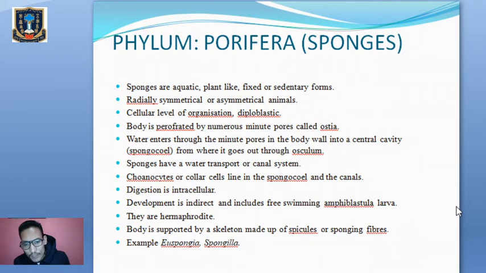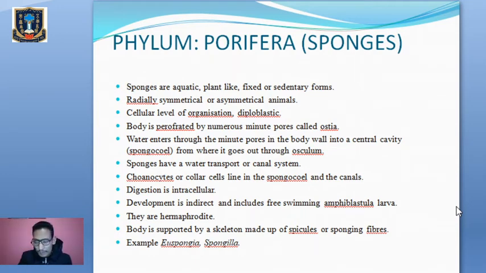Now the most important thing is that the body of poriferans is perforated by numerous pores. Numerous pores are present within the body of the sponges and those minute pores are called ostia, O-S-T-I-A. Okay, so water enters the body of the sponges through these minute pores called ostia, and enters the central cavity which is called the spongocoel, and from the central cavity the water comes out through the osculum, O-S-C-U-L-U-M. So here you are getting a few terms like ostia, spongocoel and osculum.